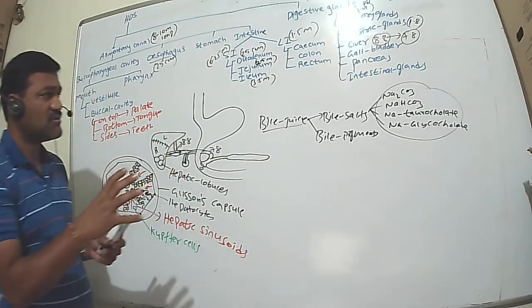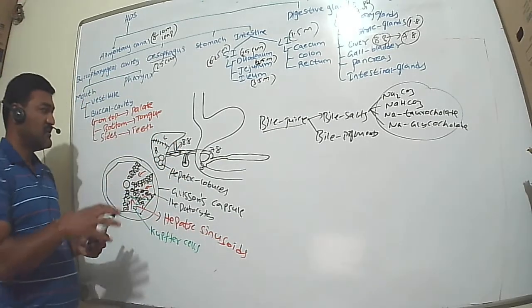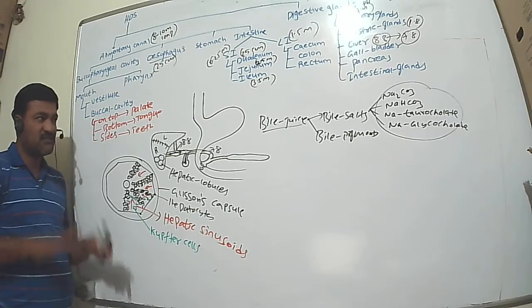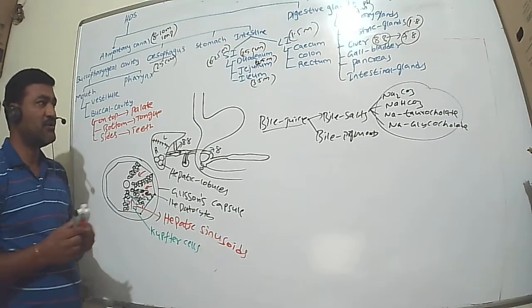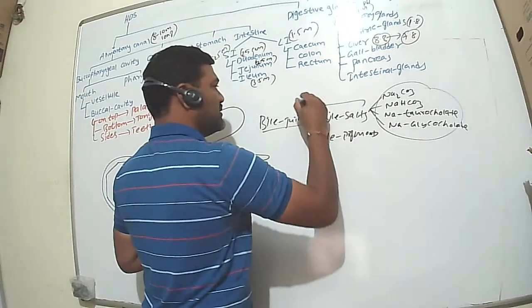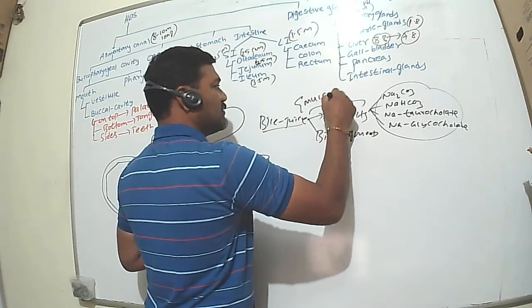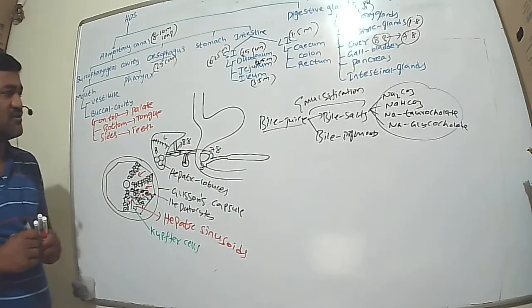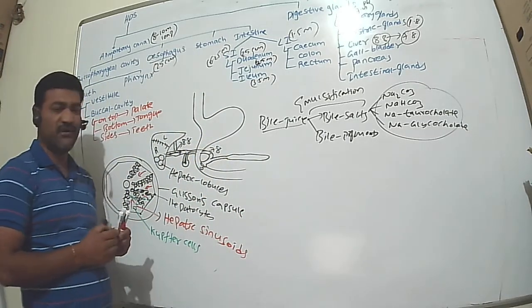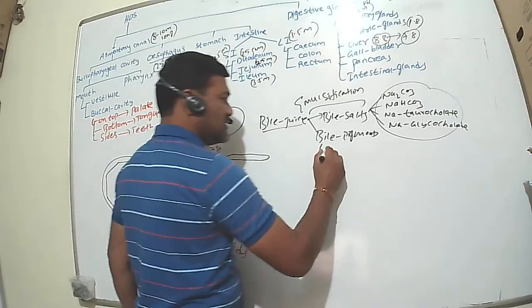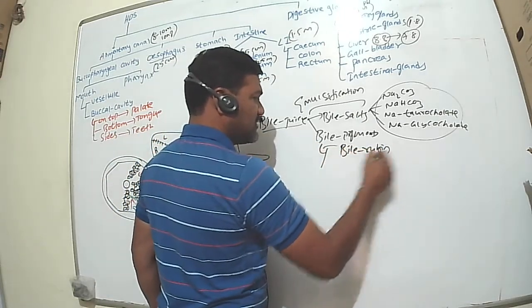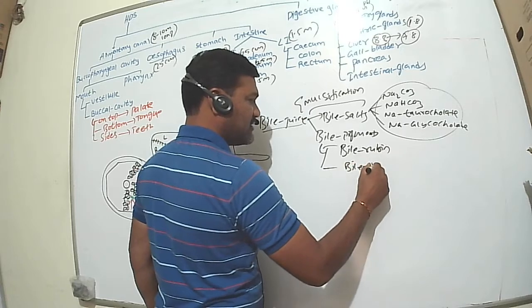The bile juice, which contains all these bile salts, mixes with the fats, oils and lipids, reduces their surface tension, and breaks them into smaller molecules, and that is called emulsification. Breaking large fats into small molecules is called emulsification, and that is done by the bile salts in the bile juice. And bile pigments: there are two types, bilirubin and biliverdin.